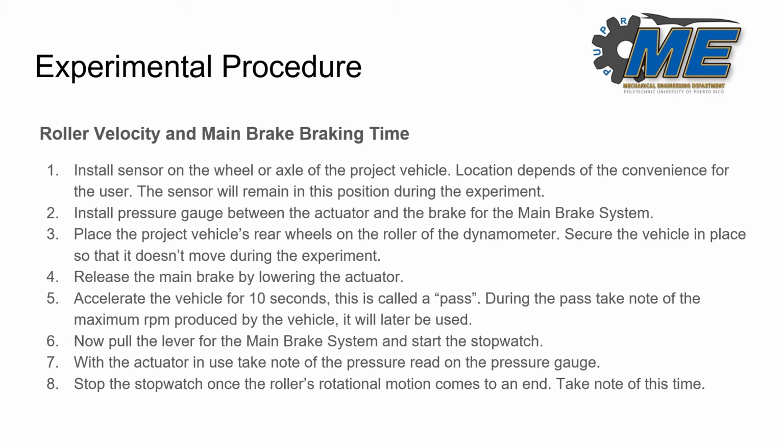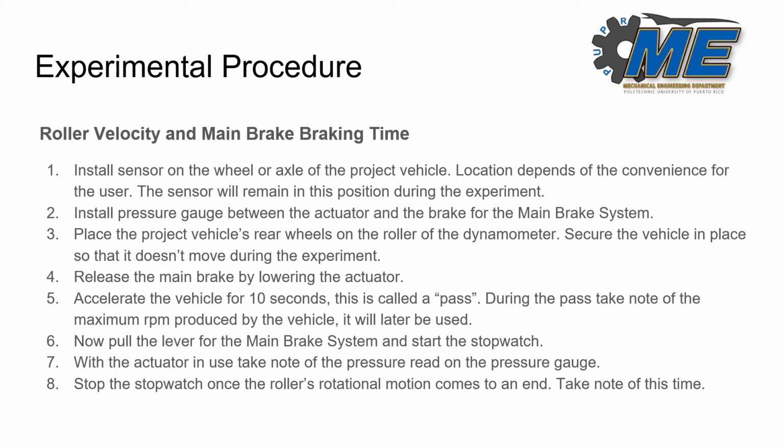As for experimental procedure, for this experiment we're going to have to install the sensor on the wheel or axle of the project vehicle. This sensor is going to measure our RPM. The location of it is going to depend on the convenience for the user, so it depends on which vehicle we're going to end up using. The pressure gauge has to be installed between the actuator and the brake for the main braking system. This is going to give us our hydraulic line pressure reading.